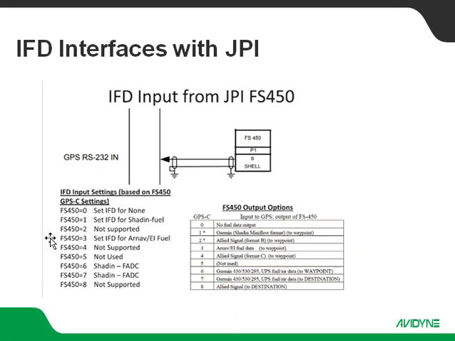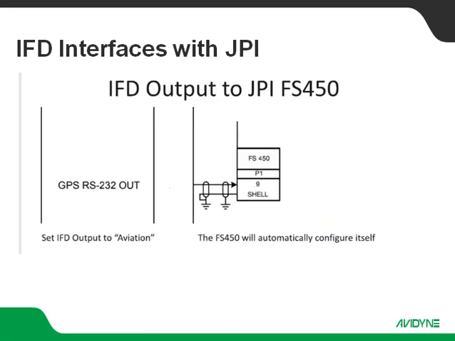5 is not used. GPS-C setting of 6 is for Garmin 430, 530 2 waypoint information. And if we're going to use a GPS-C setting of 6 on the Fuel Scan 450, we'll set the IFD for Shadin FADC. If we have the GPS-C setting of 7, which is the Garmin 430, 530 protocol for to destination, we would also use Shadin FADC on the IFD end. GPS-C setting of 8 is Allied Signal again, not supported by the IFD.